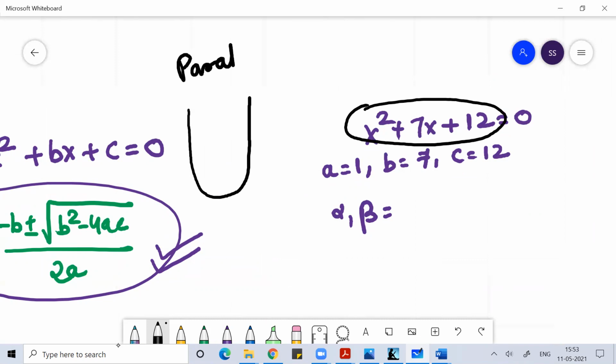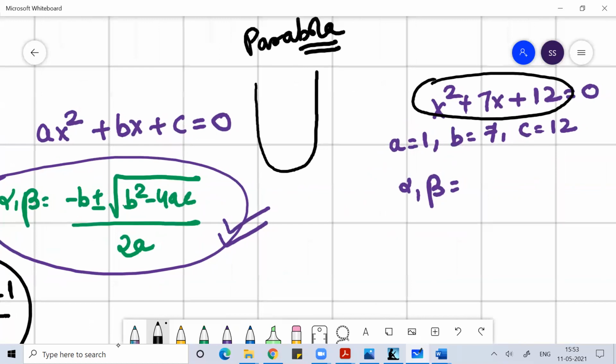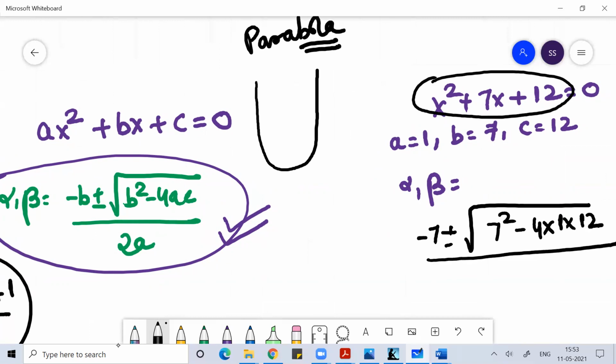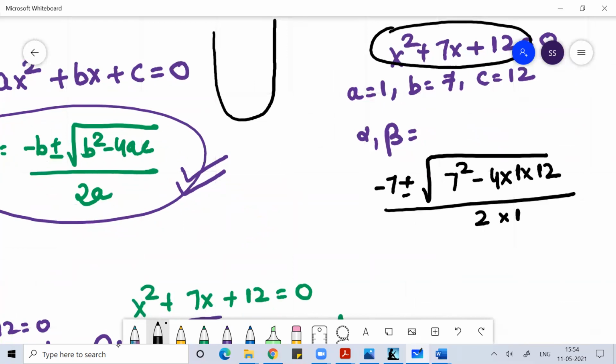That graph we call a parabola. This graph is a parabola. So if your roots are rational roots, you can solve them by breaking the middle term. But if your roots are not rational, how can you solve? By using this formula: minus b plus minus root of b square minus 4ac, by 2a. Here a is 1, b is 7 and c is 12. So you can solve this for alpha and beta.